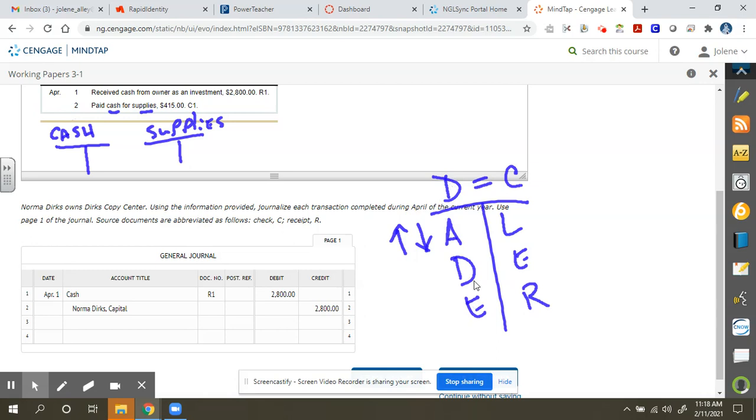Now it's on the debit side, which means that whichever one is going up, increasing, the one that's increasing is the debit. So in this case, supplies. This is the 2nd, April 2nd, so you have to put the date. It tells you that they used check number 1. So you have to list that as the document, the source document. Come over here and it's $415.